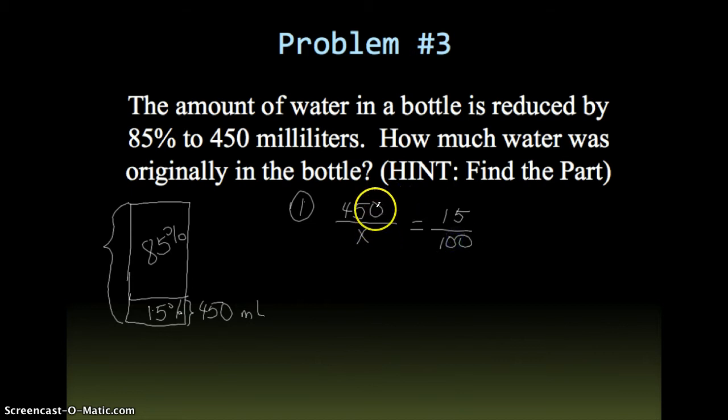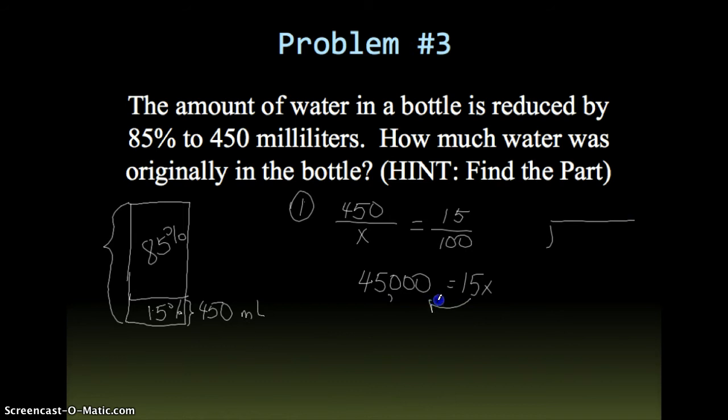Okay, so we're going to cross multiply. So our two numbers that we have are 450 times 100. Okay, and then we're going to divide by 15. So let's do that first. 450 times 100, we know that to multiply that you just need to add zeros. So 450, and let's add our 2 zeros. So we have 45,000 is equal to 15x. And then we're going to divide 45,000 by 15. And let's see what we get.